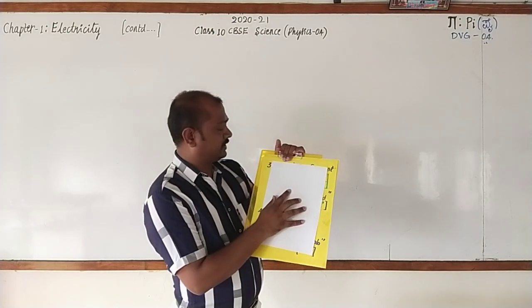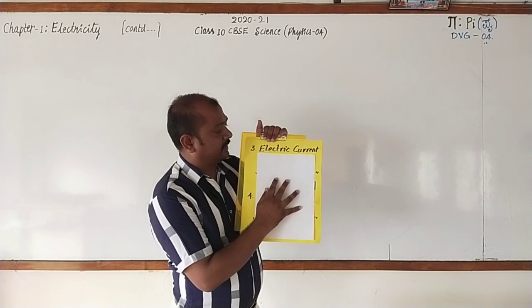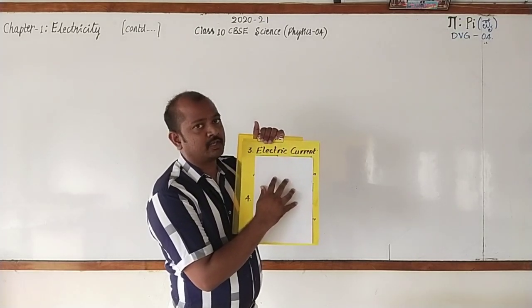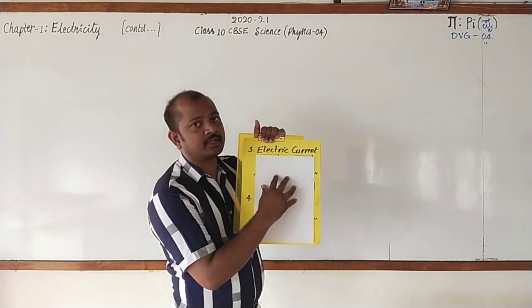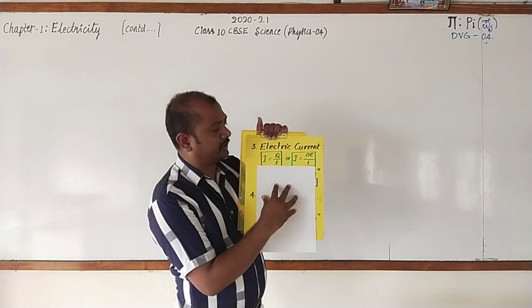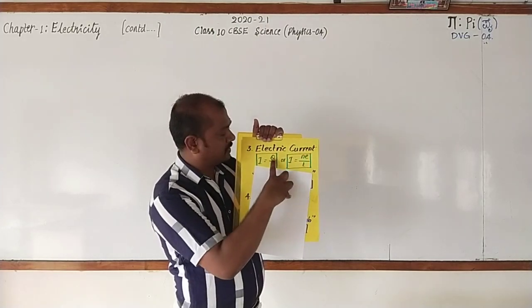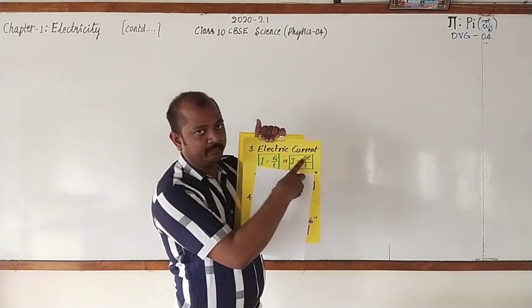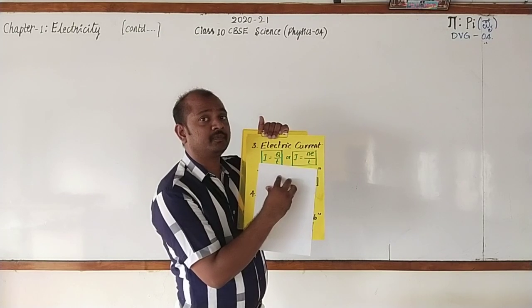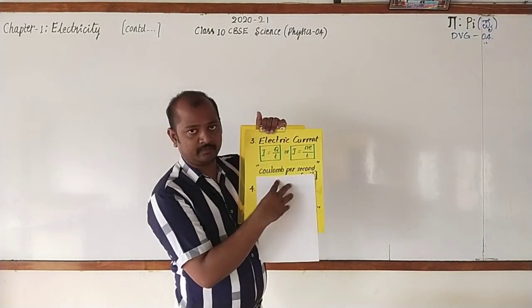And which is the third physical quantity? Yes, this is electric current. The rate of flow of electric charges is called an electric current. And the formula is I equal to Q by T or I equal to NE by T, because Q is nothing but NE. Then what about its SI unit? It is ampere. Then what is the actual unit? It is coulomb per second.